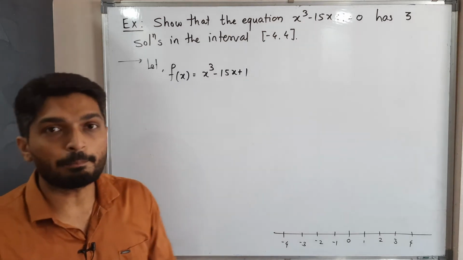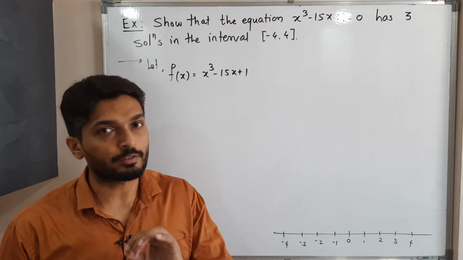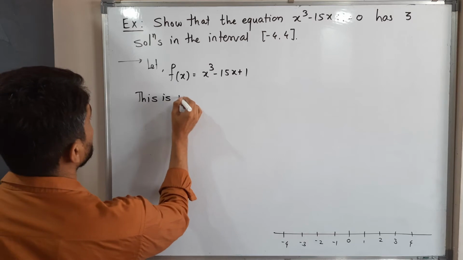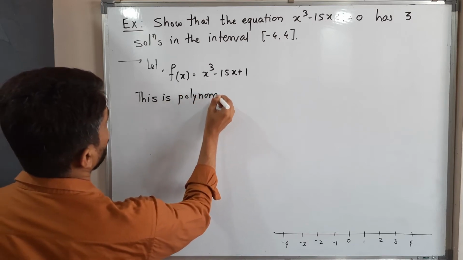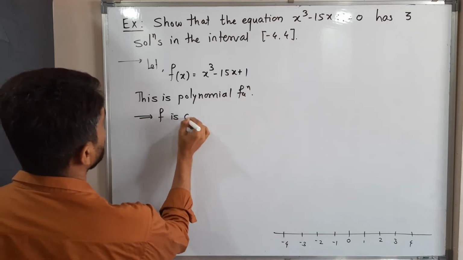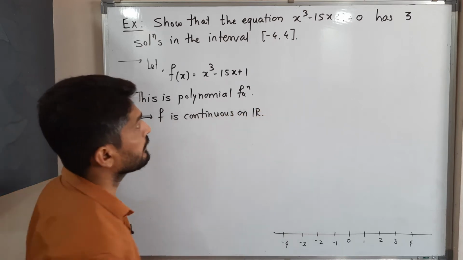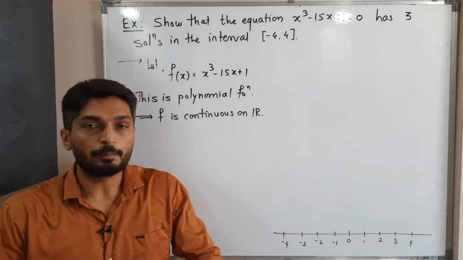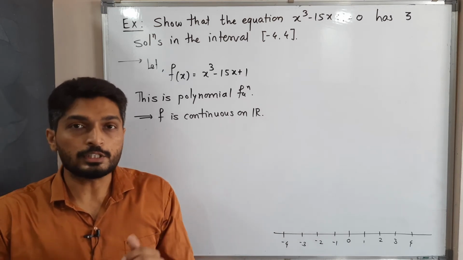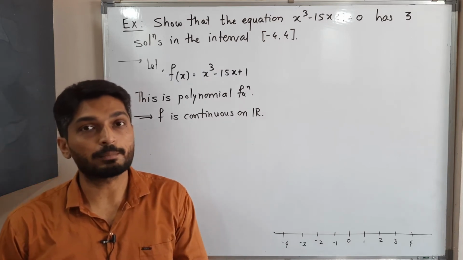As you can see here, this is a polynomial function and we know that every polynomial function is definitely continuous on the real line R. So let me mention that: this is a polynomial function implies f is continuous on R. Actually we want the function to be continuous on this interval, but it is continuous on the entire real line, so definitely it is continuous on that interval also. So this function f satisfies the condition of Bolzano's theorem, so that's why we can apply Bolzano's theorem.